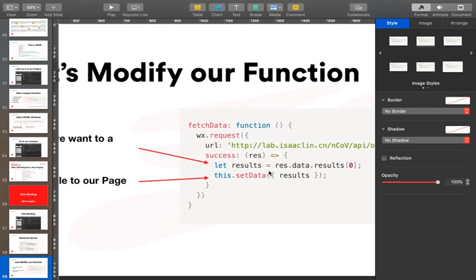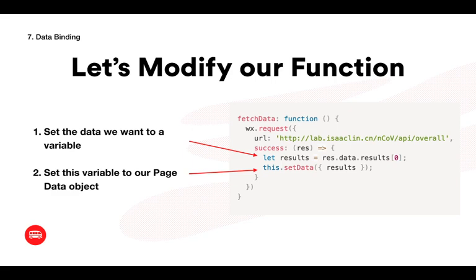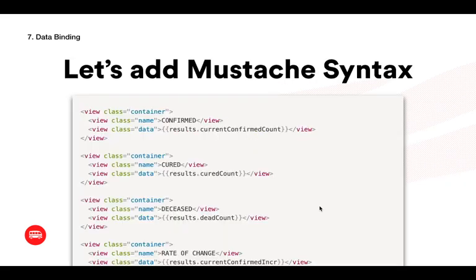And notice that this.setData is made up of a couple of different things. Number one is this.setData, and then it has parentheses, and within those parentheses, it has curly brackets. And then in those curly brackets, it's our results variable, okay? So we're going to modify our function, and again, I'll show you this live in a little bit. Once we modify our function, then we're going to add our mustache syntax to our WXML, okay?